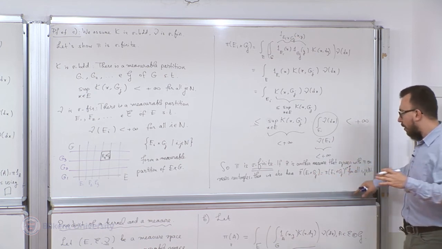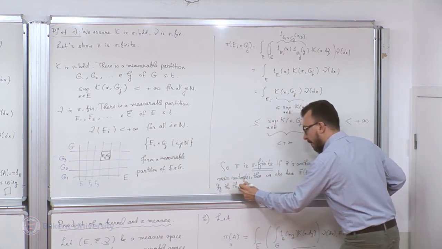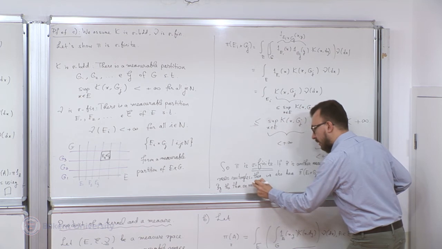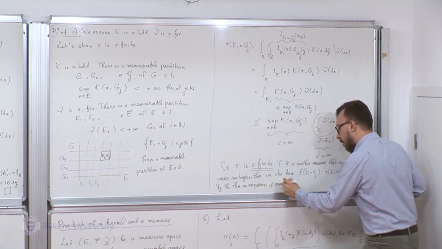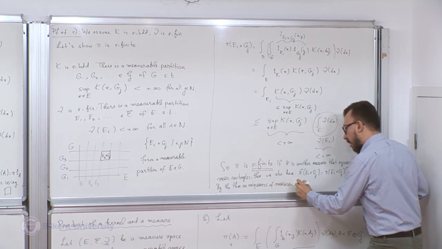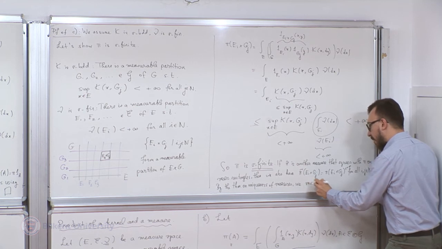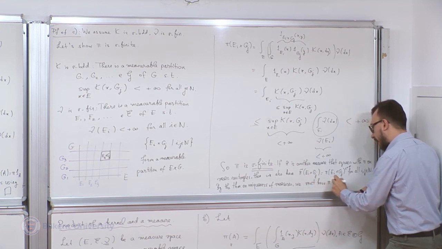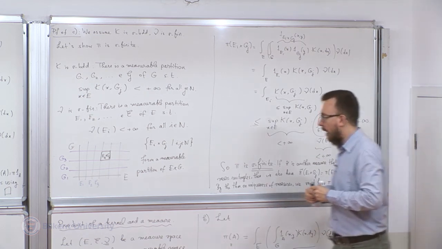Okay? So by the theorem on uniqueness of measures, we must have pi equals pi tilde. This shows the uniqueness of pi.